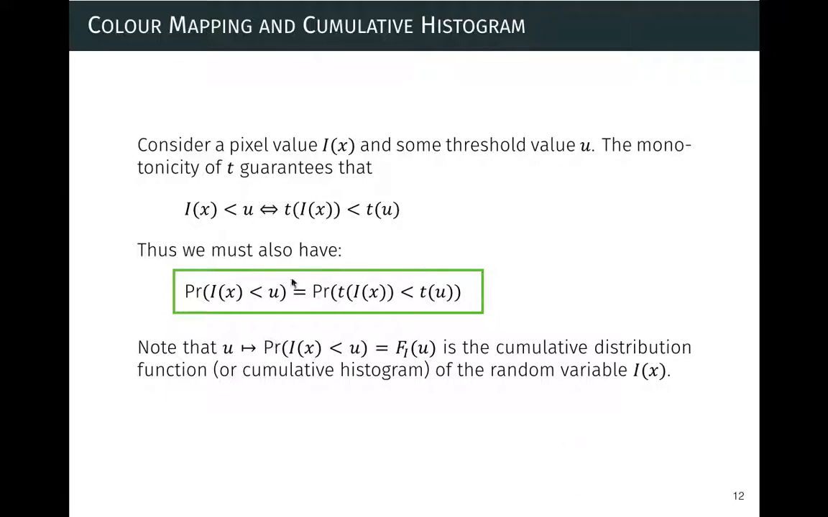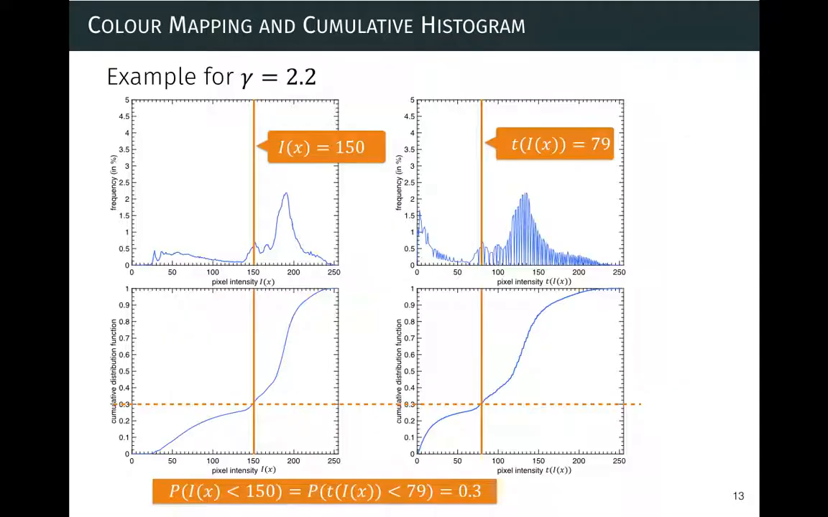So in a way, another way of expressing that is to say that the probability for a pixel to be less than a particular intensity is the same as the probability for the transformed image of a pixel to be less than the transformed value. And so let's see an example of what I'm talking about here.